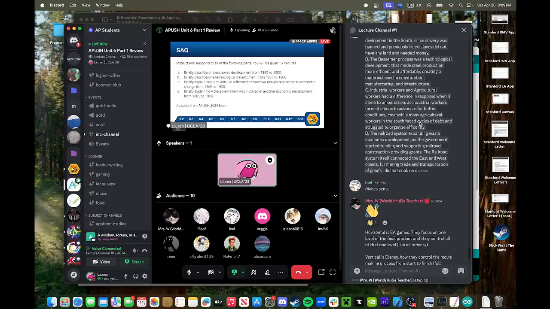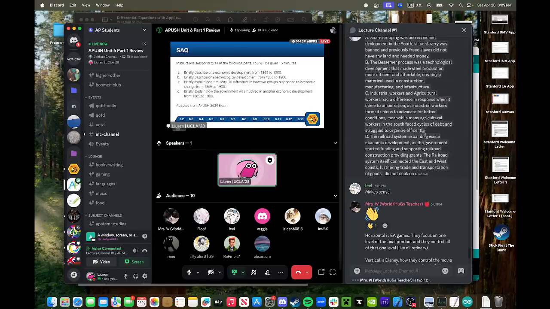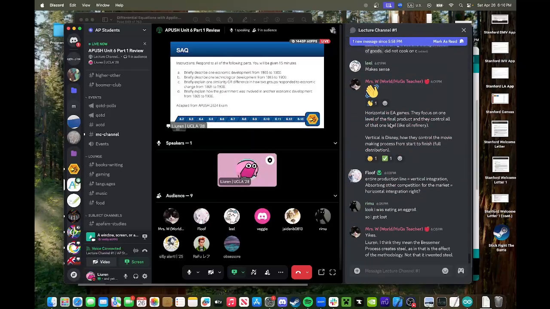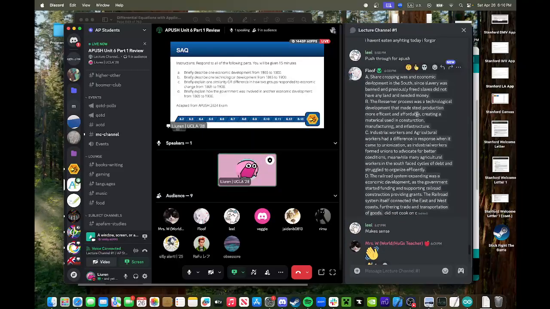It's not really what I was looking for. I was looking for labor unions from the industrial side, but also farmer organizations, like the Grange, if that's how you pronounce it, and the Farmers' Alliances. Both of them responded to economic change in similar ways, right? Advocating for their benefits. The best one was creating steel, as in the effective methodology, not that they invented steel. In that case, creating a material, I guess.